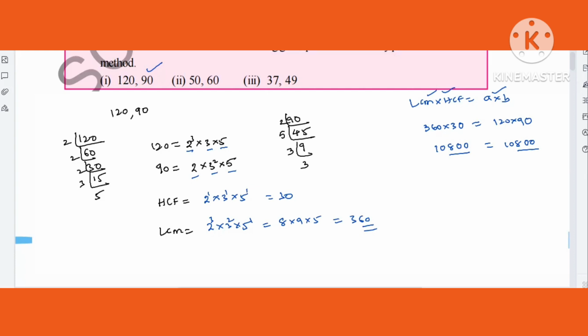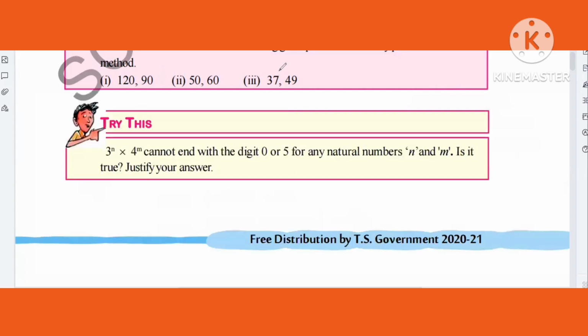Now see this, in this one more question is also there, 37 and 49. Okay, you know clearly that 37 is a prime number. So here you can write directly that 37 is prime, or you can write an explanation also, no problem. 37 you can write as only 37. 49 you can write as 7 into 7. So here HCF is 1. LCM is equal to 37 into 49. You can multiply and write the answer. Okay.